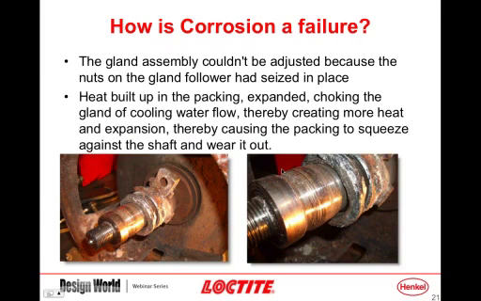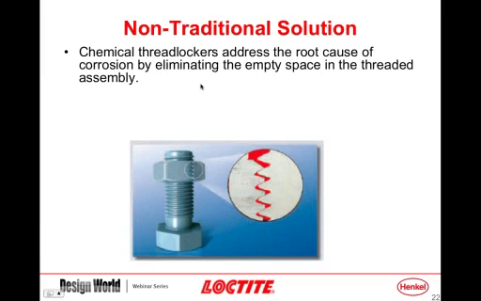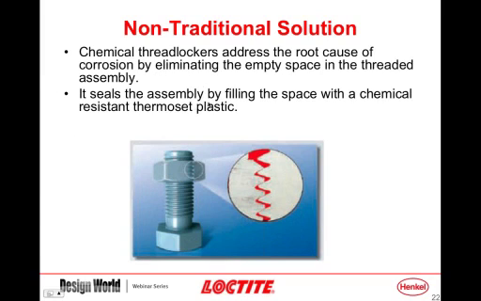So for corrosion, the chemical thread lockers, again, go to the root cause. It's a different approach than mechanical, and that is it actually fills this thread root. It seals this helical thread path. This is a very tough thermoset plastic that fills this, very temperature resistant, solvent resistant, and it prevents corrosion from occurring so that you will be able to disassemble it with a normal wrench.